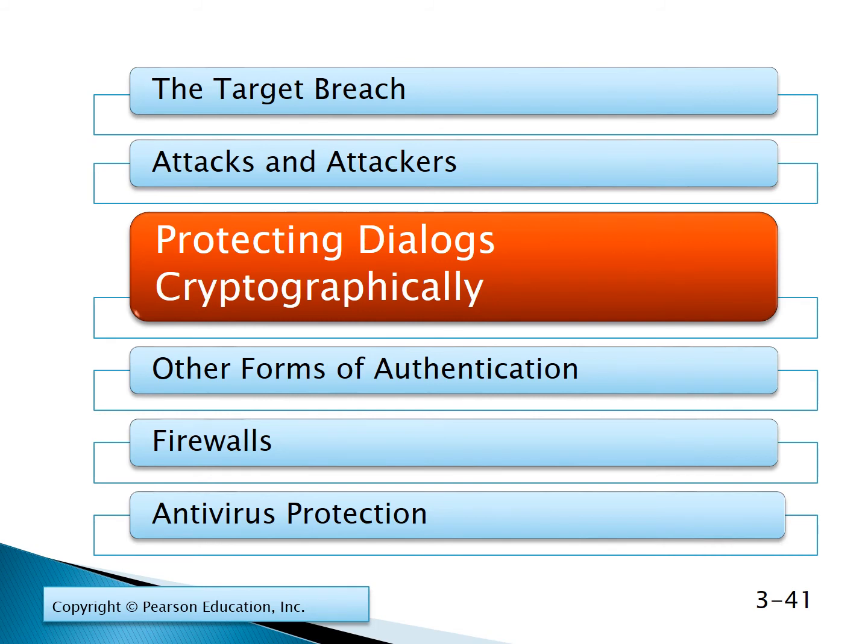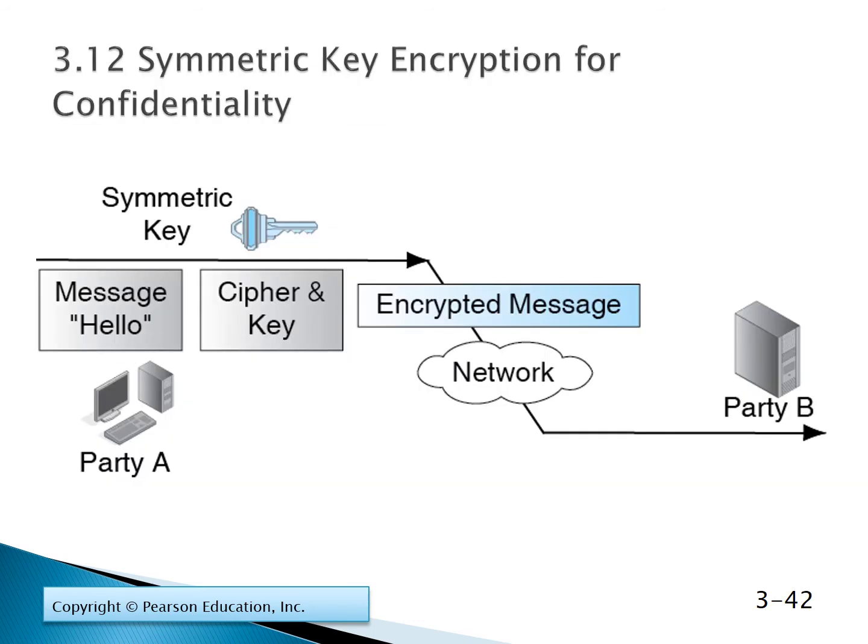Next we'll talk about how we can protect our dialogues using cryptography. One of the concepts is called symmetric key encryption for confidentiality. When we have a symmetric key, that means we have one key. From the name, symmetric means the same single key is being used by the sender and also the recipient.